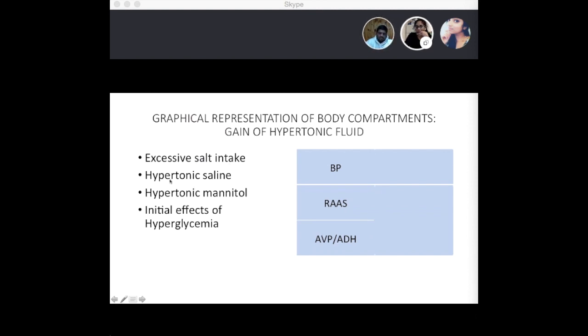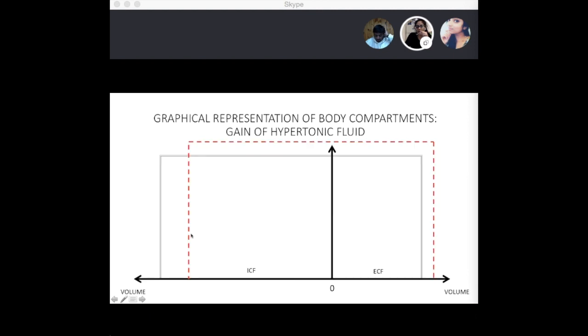They could be given a hypertonic saline solution, like if they were in the ICU. Hypertonic mannitol, I will explain that in a second. And then the initial effects of hyperglycemia, because not only does water follow sodium, but it also follows glucose. So the initial start of a hyperglycemia patient could represent a plot that looks like this.